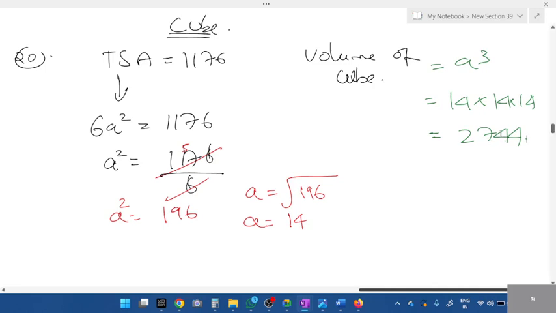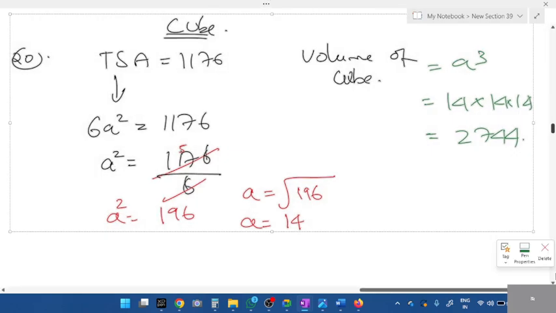Okay, shall we do the next one? All of you completed? Fine. We'll do one more cube question. 21st, students. Now the volume is... No, 22nd question.